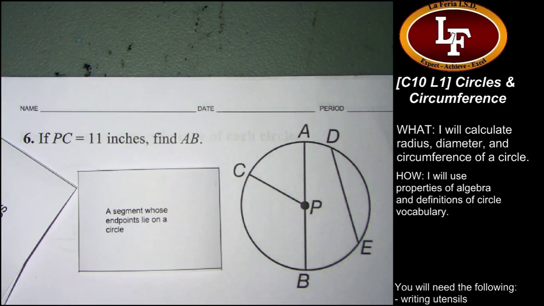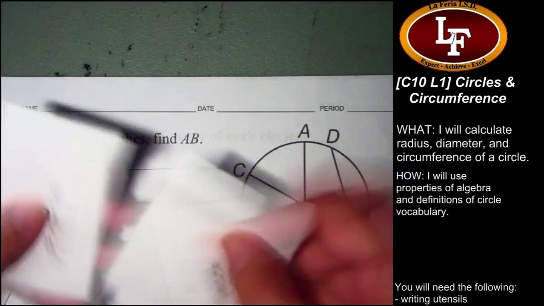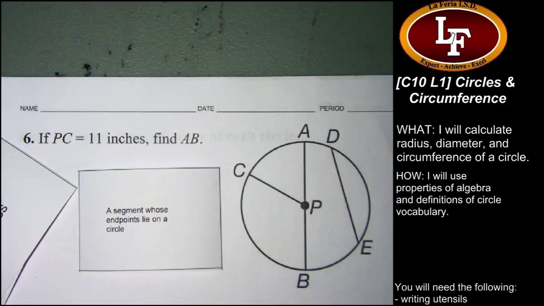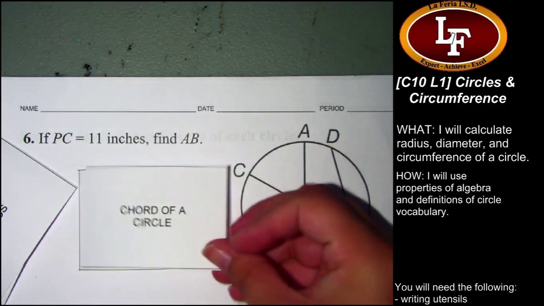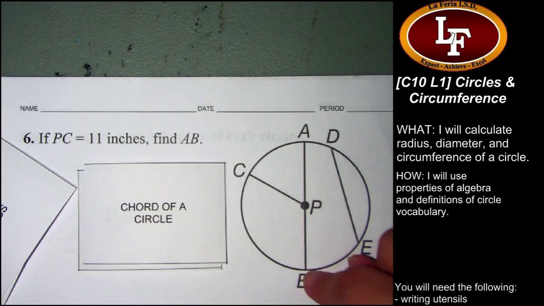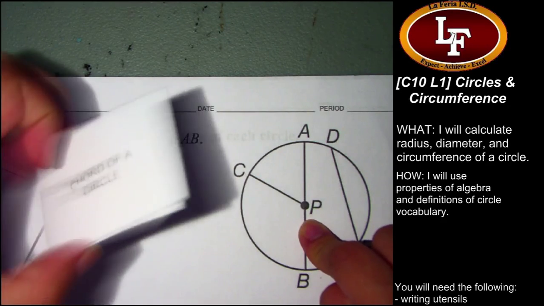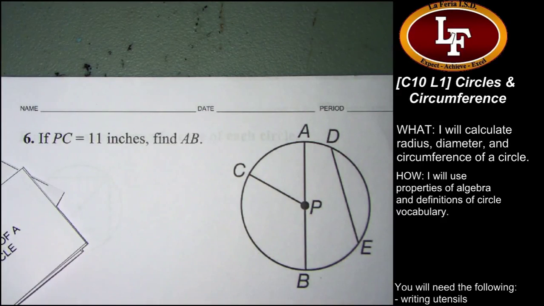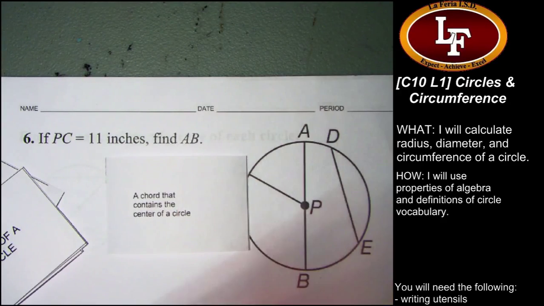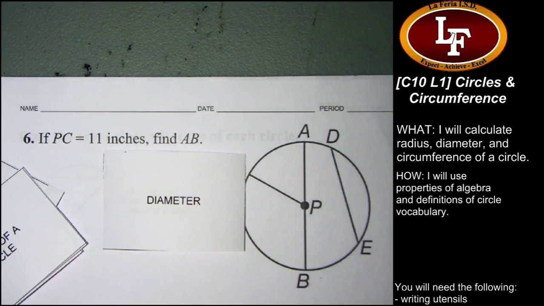Where is it in my little cards? You can't see, but off screen I'm flipping through all my little cards here. I'll show them. See, I'm flipping through these cards, trying to find, oh, there it is. That segment whose endpoints lie on the circle is a chord, so AB is some sort of chord. But notice that AB contains point P, which is the center of the circle, which means that AB is some chord that contains the center of the circle, and that is a diameter.